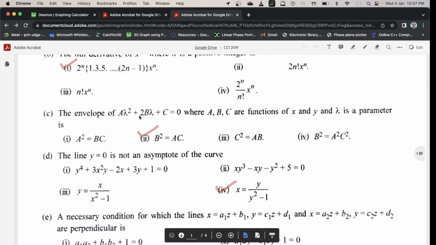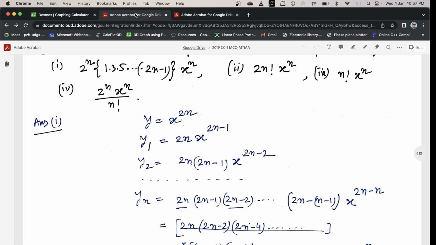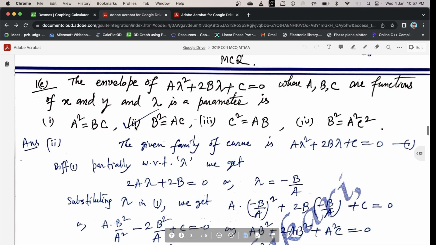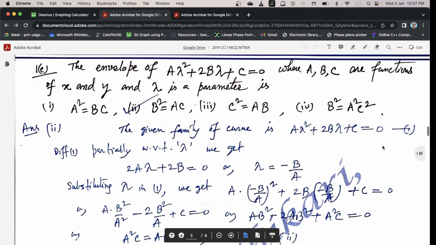The envelope of aλ² + 2bλ + c = 0, where a, b, c are functions of x and y and λ is a parameter, is: the correct option is 2, b² = ac. Here the curve is aλ² + 2bλ + c = 0. Here λ is the parameter and a, b, c are functions of x and y.